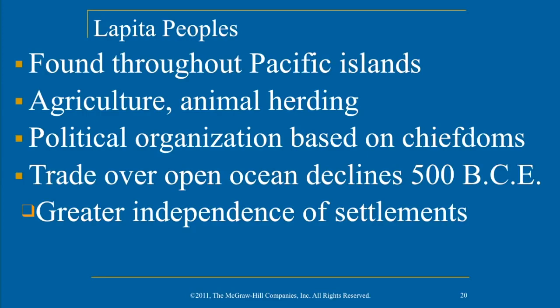They were really into agriculture and animal herding, and they created a political organization based on chiefdoms. Their trade over open ocean declines around 500 B.C.E., and they have greater independence of settlements. These settlements were led by the chief of that local area or village, and each of the chiefs pretty much was recognized as the sole leader and not part of a larger network of an empire or a larger kingdom system.